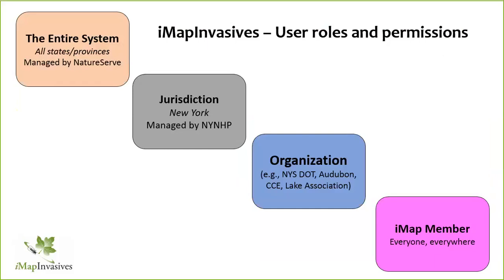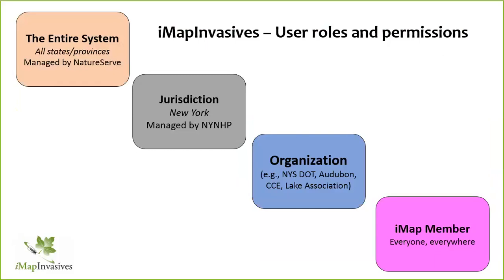So here in New York State, organizations can run the gamut from state agencies like New York State DOT to nonprofits like Audubon or lake associations. Organizations can be Cornell Cooperative Extension for certain counties. We have the flexibility to slice and dice those organizations into different groups. And then, moving up that chart, the jurisdiction, like here everyone is in New York as their jurisdiction. We couldn't call it just state, because we also have Canadian provinces that are using iMapInvasives.